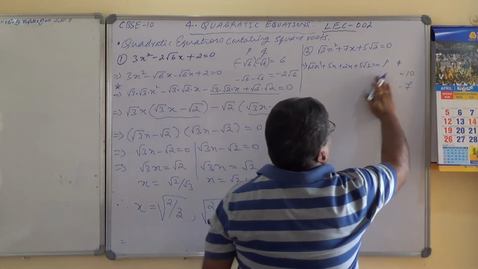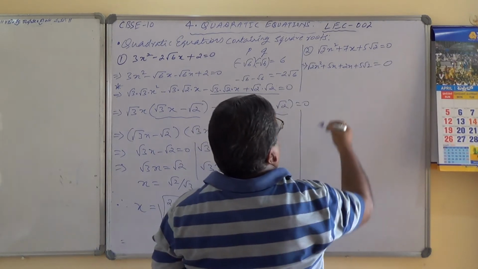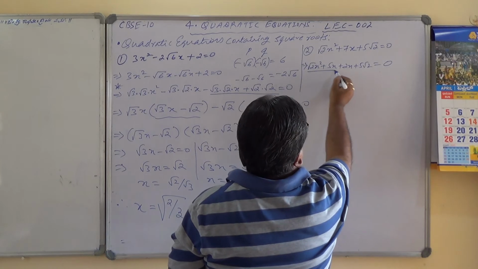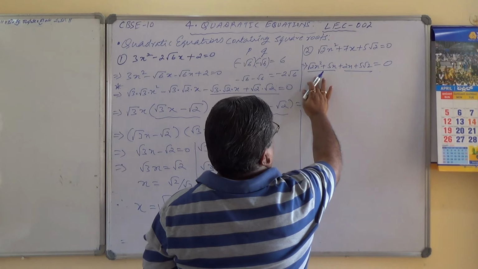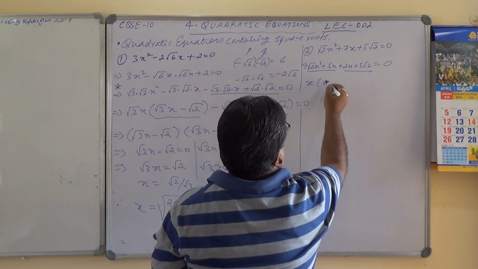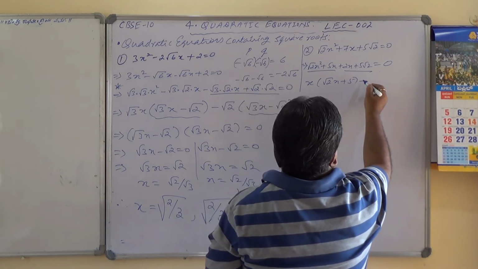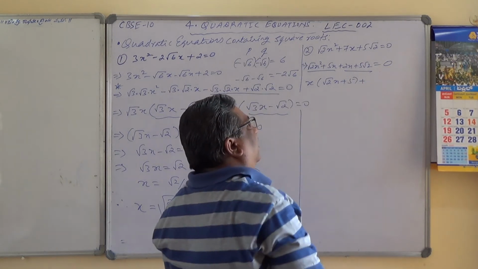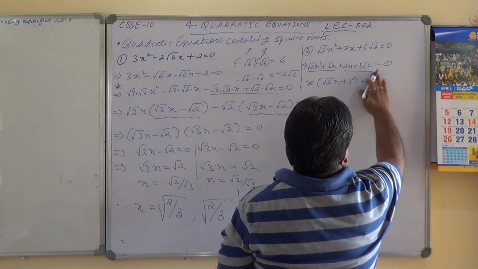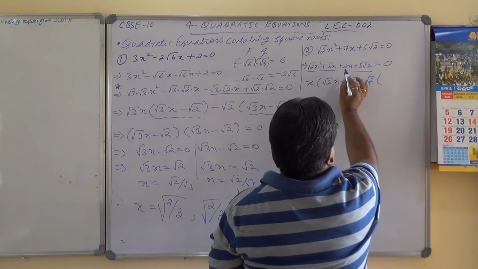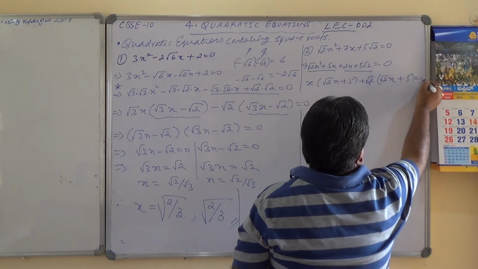Anyway, I have calculated, so I am erasing now. Anything common here out of these terms? Check here. x is common: x into bracket root 2x plus 5. Here common is plus. This 2 can be written as root 2 into root 2. Therefore, root 2 becomes common here. Root 2 I am taking common. So what is left here? Root 2x. What is left here? Plus 5 equals 0.